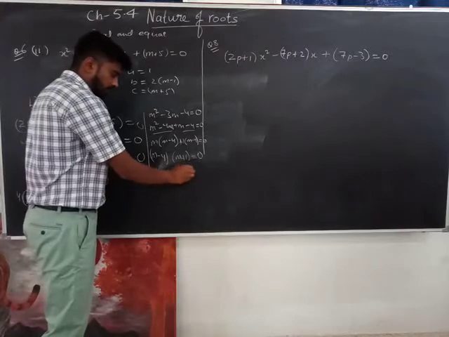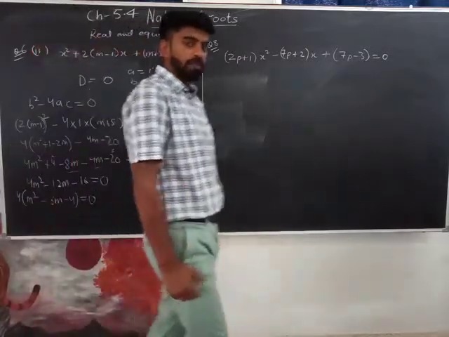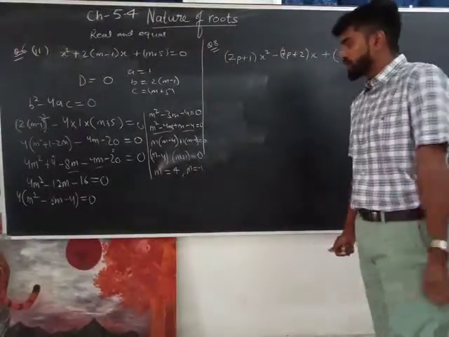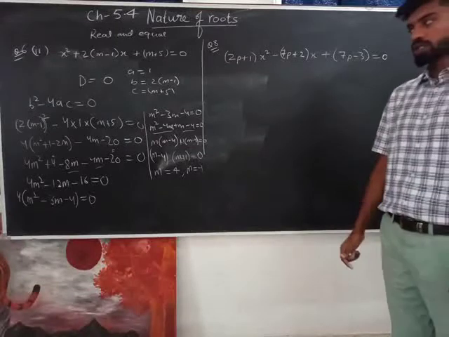And the other one is M equals minus 1, and I have to find the value of M. So what's my value of M? M is equal to 4, and the other value of M is M equals minus 1. So that's how you do this type of question.